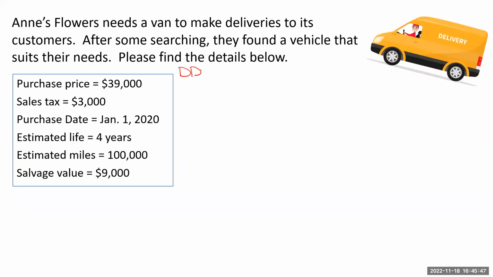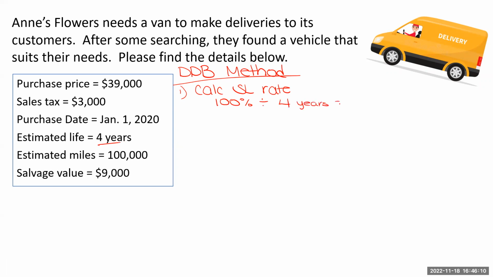Let's calculate depreciation on this delivery van using the double declining balance method. All right, remember you have those 3 steps. Calculate your straight line rate. And again, you're free to pause and try working through that. 100%, divide by the years. That means we depreciate this van 25% a year.